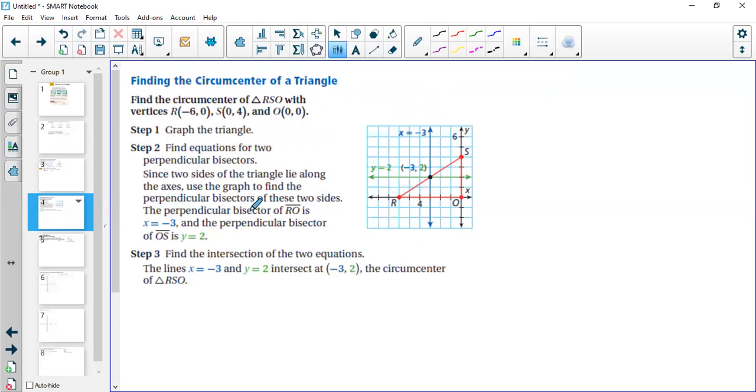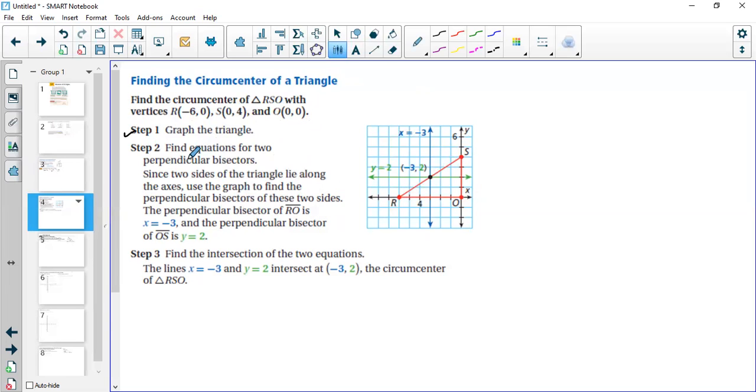Now, the next part of this lesson was to find the circumcenter. When you're finding the circumcenter, there are a few steps you need to follow. Here they said find the circumcenter of triangle RSO with these given vertices. Always the first step is you must graph the triangle, because that will make the work 90% easier. So always graph the triangle. Accordingly, if you graph, you will find this red triangle.